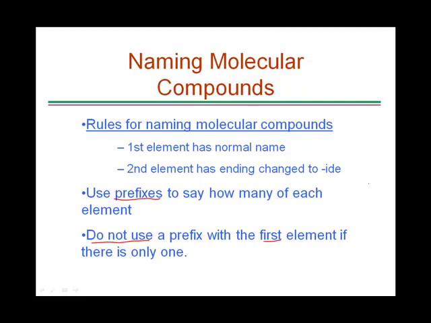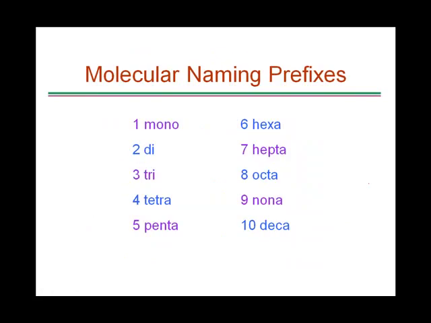Okay, let's take a look at the prefixes that I want you to know. So here are the 10. Mono is 1, di is 2, tri is 3, 4 is tetra, 5 is penta, 6 is hexa, 7 is hepta, 8 is octa, 9 is nona, and 10 is deca. You need to commit those to memory.